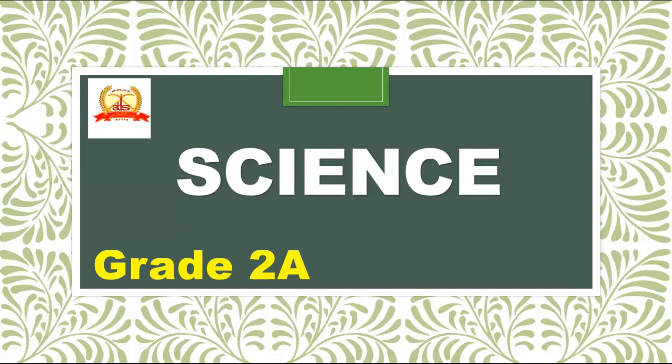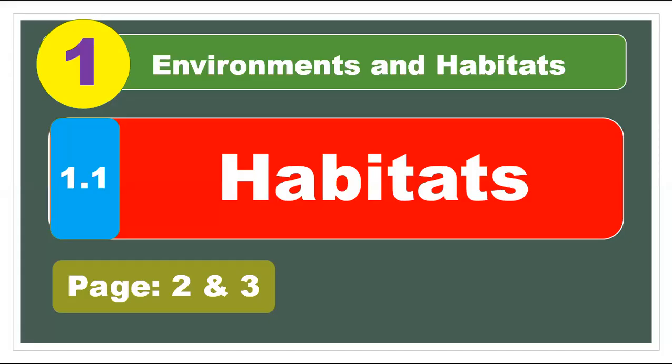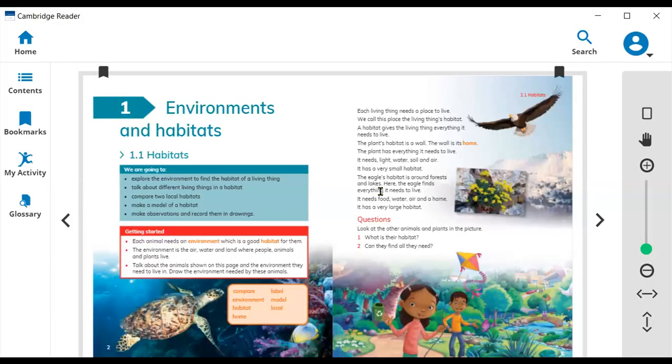You guys will need your science learner book and science workbook. Okay, so you guys can see your first topic. This is the first unit, environments and habitats. So you will need to open page number 2 and page number 3.